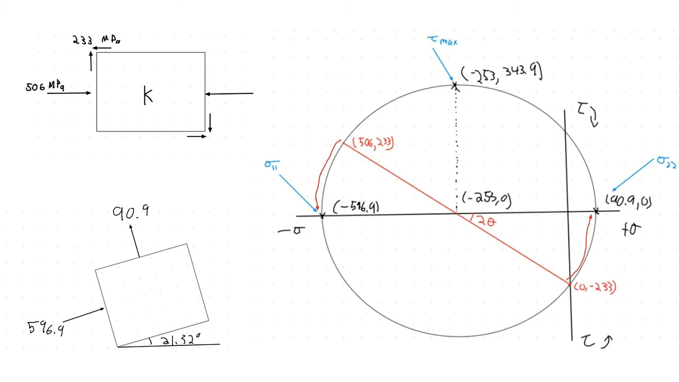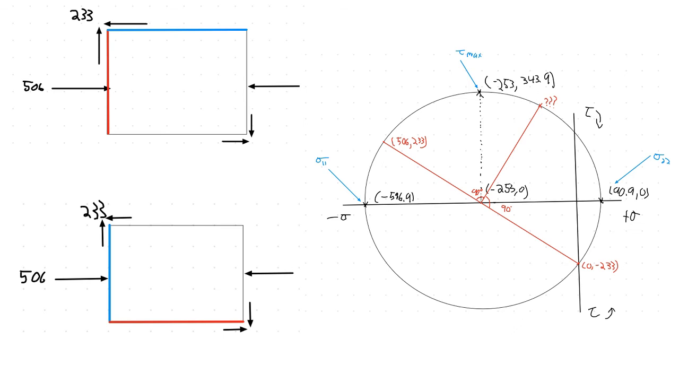Another question I get is, why is it 2 theta on Mohr's circle but only theta on our element? That's a good question, and I use this diagram to help explain that. If we look at the element as shown in the top left, I have the blue line on the top, red line on the side, and we're going to focus on that blue line first, the 0, negative 233. That's already been labeled on our Mohr's circle. And so if we rotate that counterclockwise by 90 degrees, we get our diagram on the bottom left, where our blue line is now on the left side and our red line is now at the bottom.